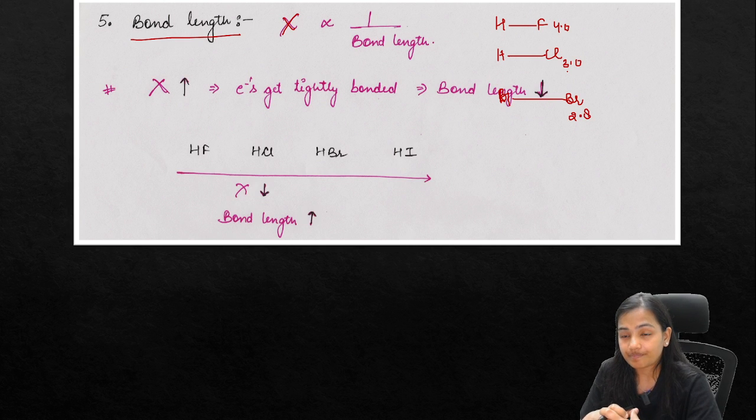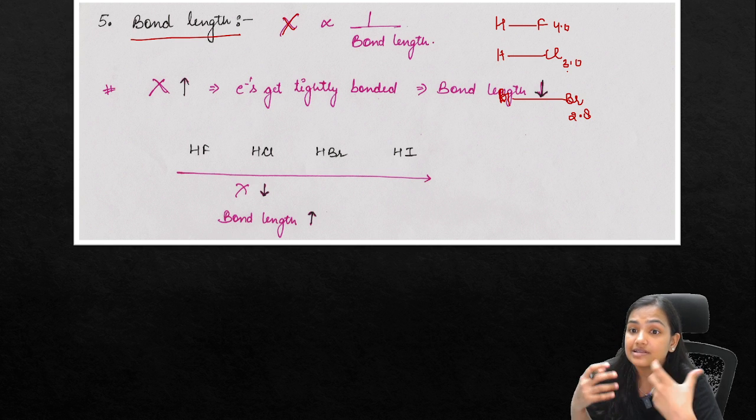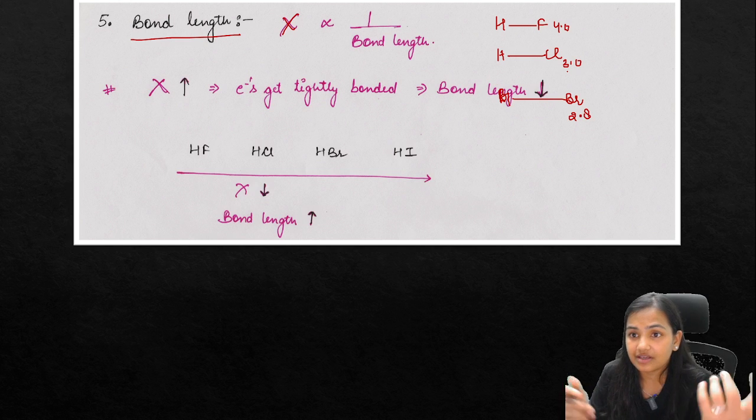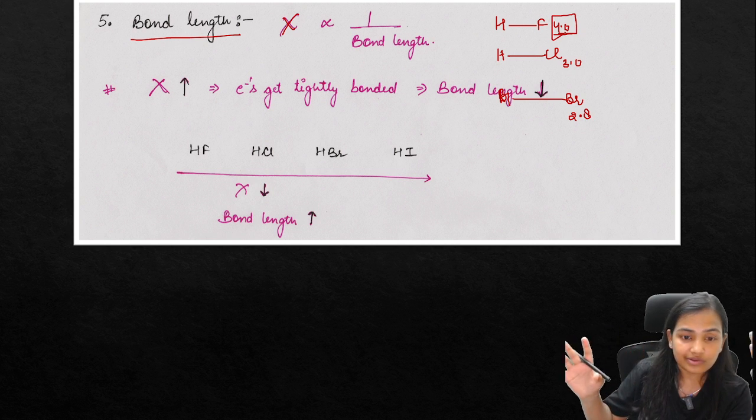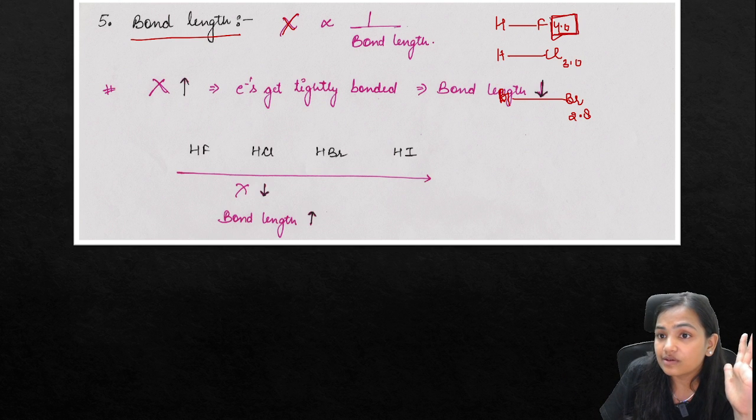Why is it so? What I just said is, let me repeat, if the electronegativity values decrease, the bond length increases. I'm just correcting myself if I'm wrong somewhere. So the electronegativity values are decreasing, 4, 3, 2.8, so the bond length was shorter, here the bond length becomes longer, here the bond length becomes longer.